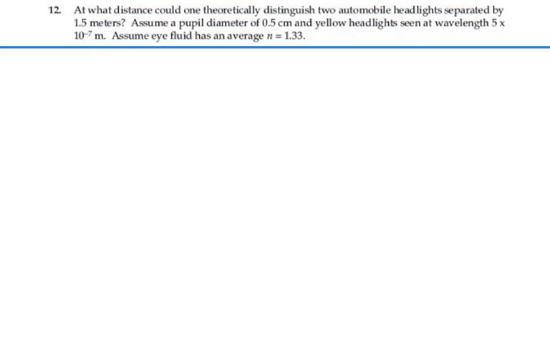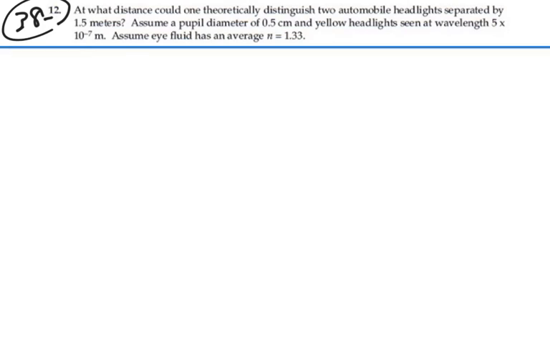Here's problem 3812. At what distance could one theoretically distinguish two automobile headlights separated by 1.5 meters? Assume a pupil diameter of 0.5 centimeters and yellow headlights seen at a wavelength of 5 times 10 to the minus 7 meters. Also assume eye fluid has an average index of refraction of 1.33.